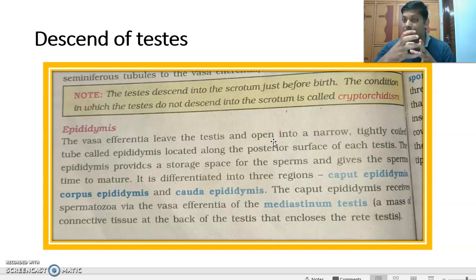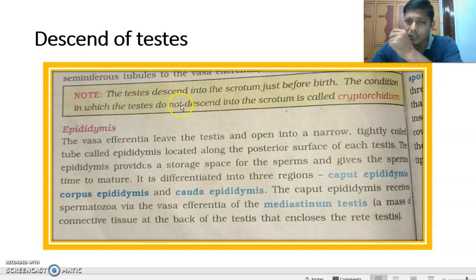Vasa efferentia leave the testis. Up to the vasa efferentia, these are all present inside the testis: the seminiferous tubules and the vasa efferentia. It is leaving the testis and entering into the next part. This part is called epididymis. Before I start the epididymis, we have one note here.